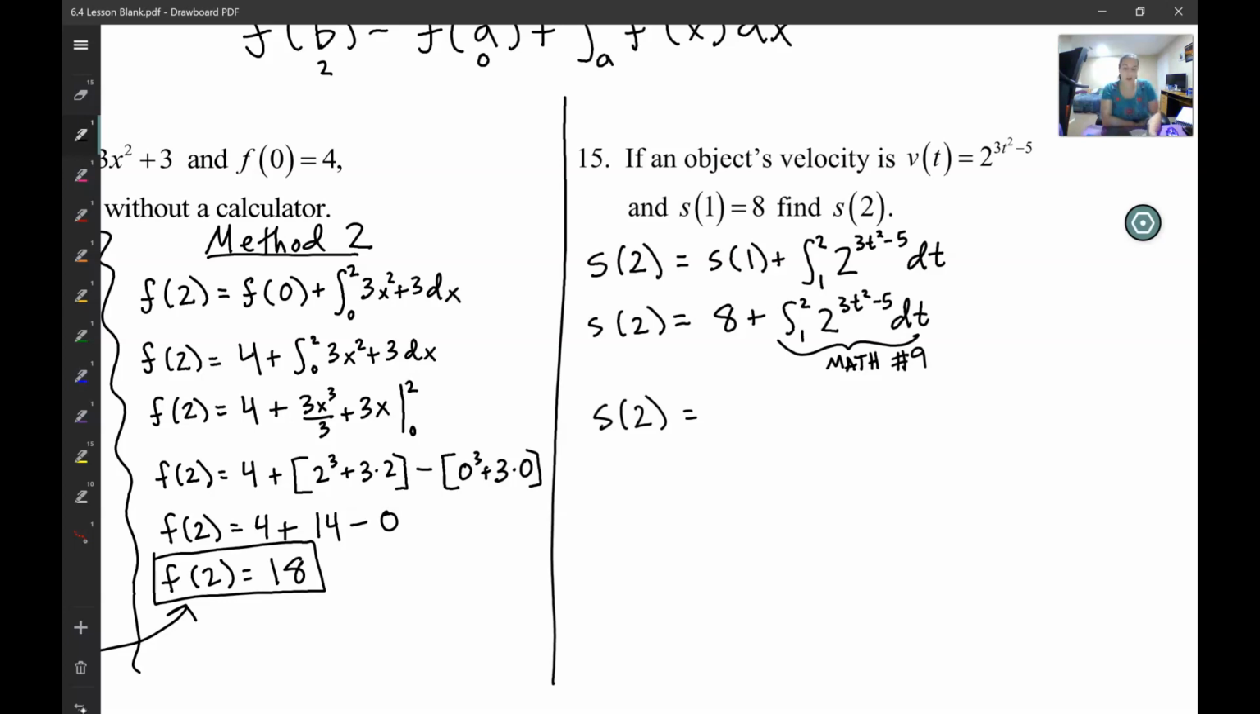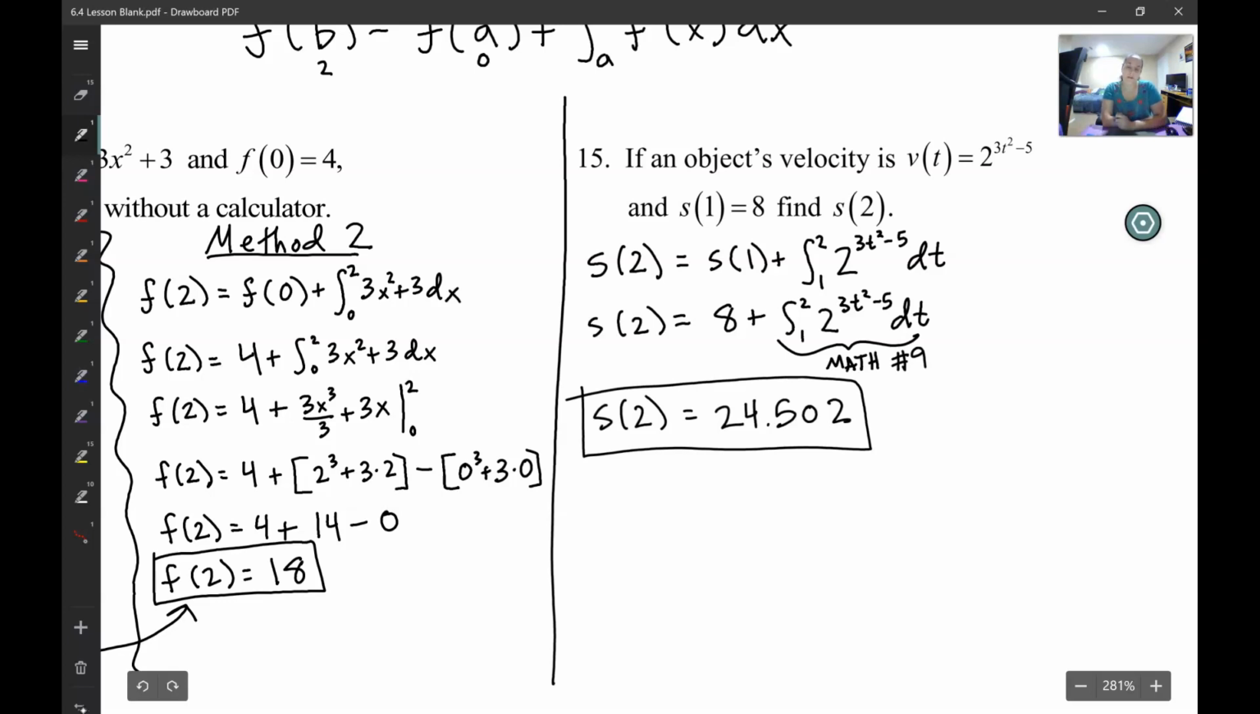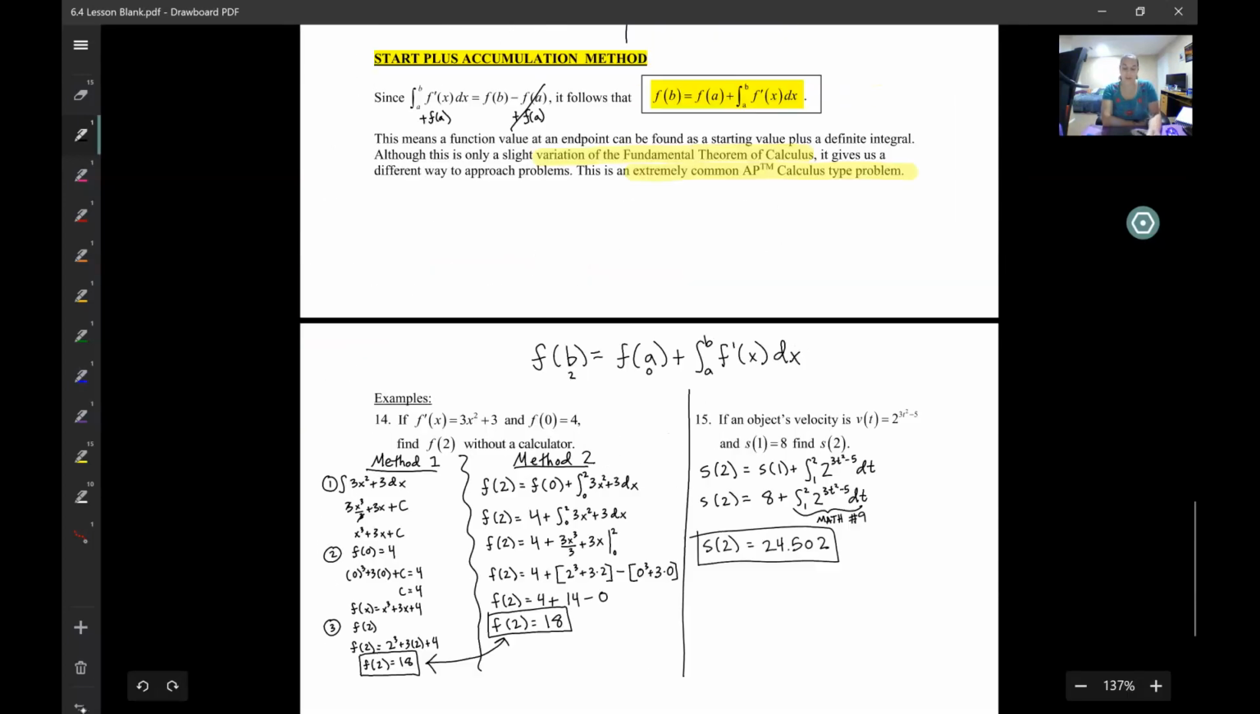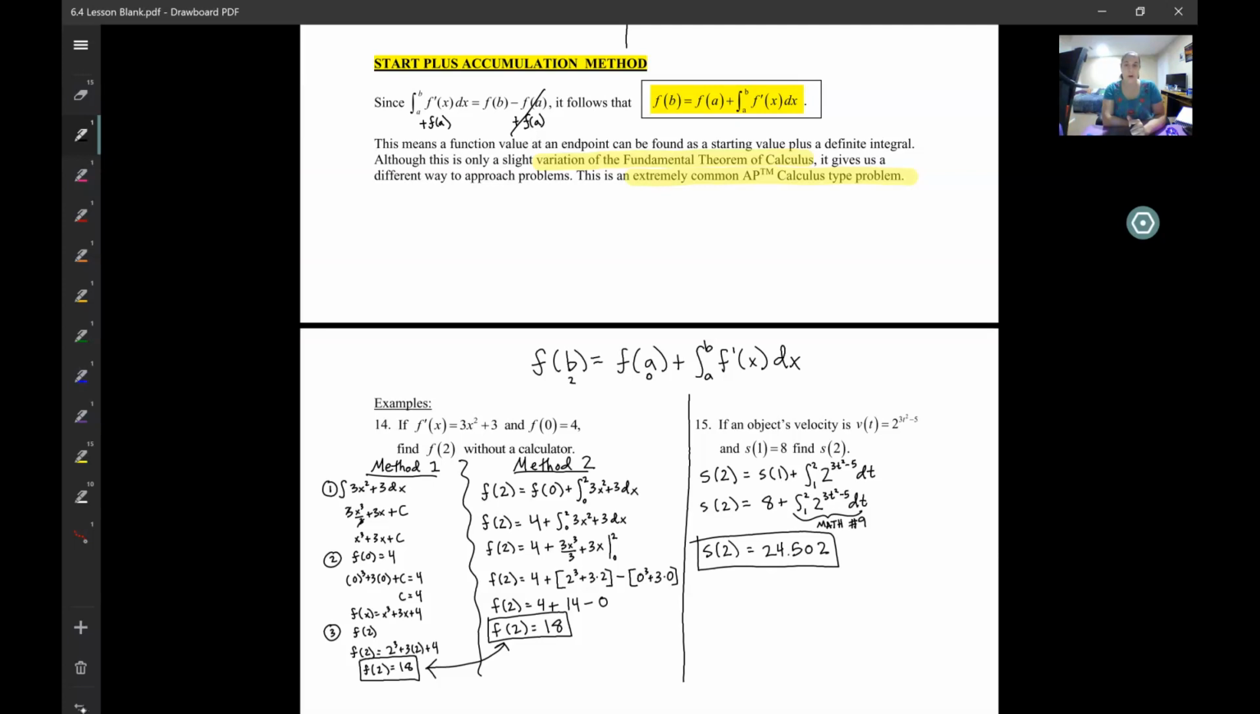So if I plug 8 plus whatever that is from my calculator, you would end up getting 24.502. And that would be your answer. So that is your start plus accumulation problem. You should be able to get started on your homework now.